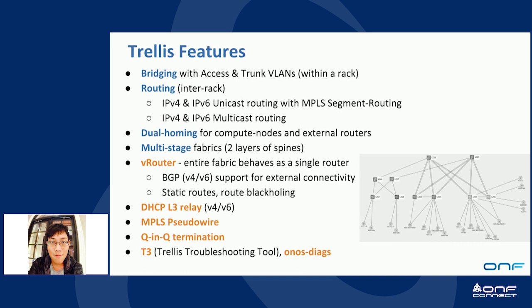And then we also have Q-in-Q termination. If you're familiar with PON networks, you probably know that in most of the use cases, your subscriber traffic will come in through an access device with a double VLAN tag. Those double VLAN tags need to be popped, and the traffic needs to be routed to the internet. For the downstream, it's the same. The traffic will be routed back to the access device, but before we send it out, we need to push those two VLAN tags back.